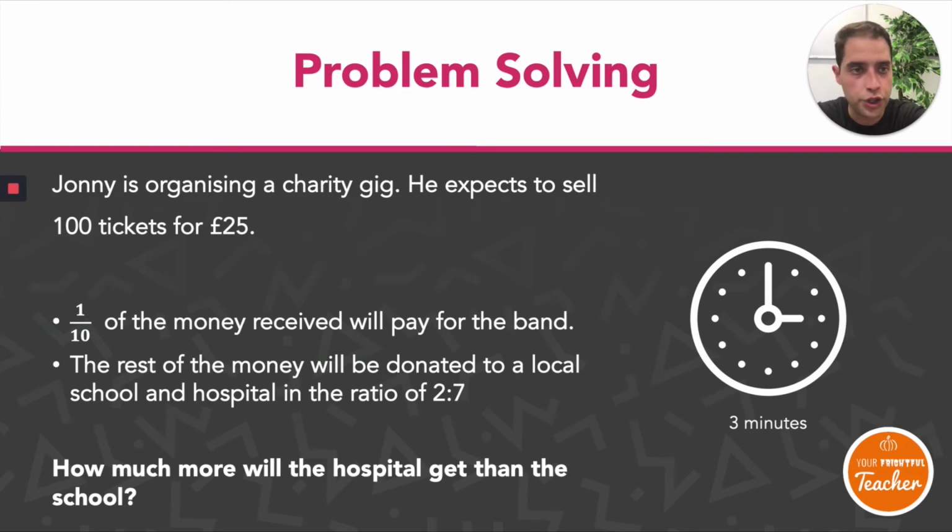So hopefully you're showing your working. You've worked out the total value. And then from that, you can work out the 1/10. You minus that from the total value. And then you can start doing the ratio section.